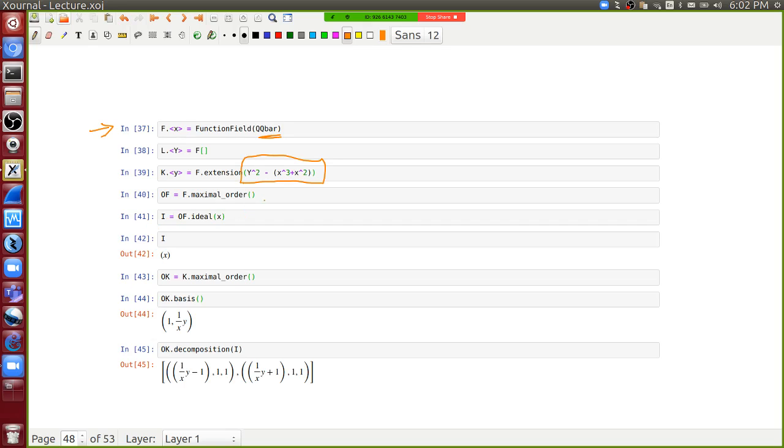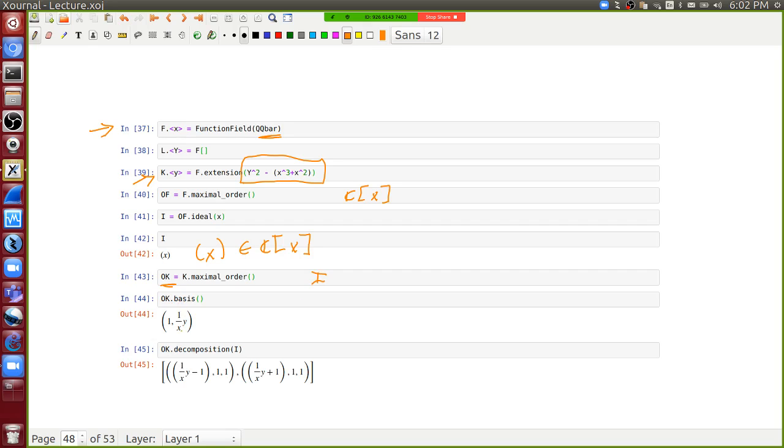Talk about orders, maximal order of OF. This is just the polynomial ring in X. I'm going to set up the ideal in there. This is X in A, which was called that in a previous slide. It's A in the polynomial ring in X. Okay, now this is the maximal order in K, which is the function field on the curve. This is the integral closure.